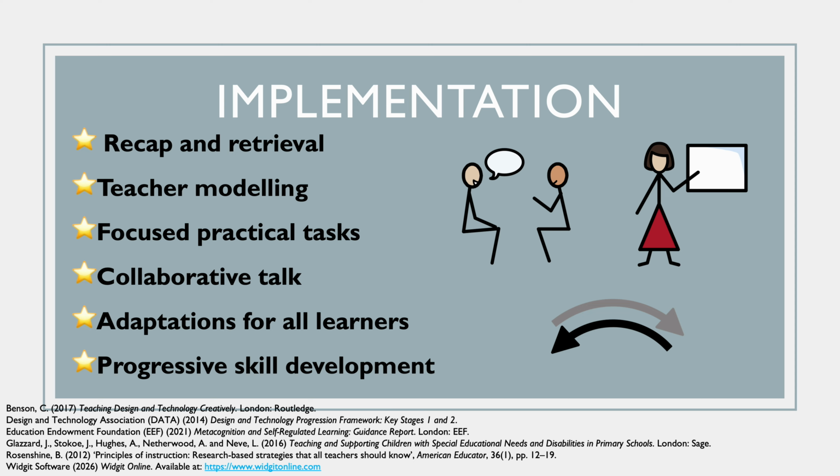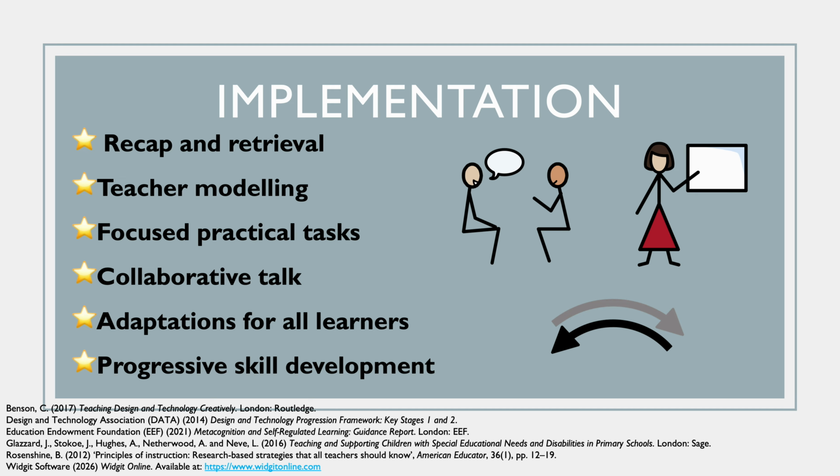Now, implementation. The implementation of this unit follows a structured and well-sequenced approach. Each lesson begins with recap and retrieval, which supports pupils in recalling prior learning. Rosenshine highlights the importance of reviewing previous knowledge, as this helps to strengthen memory and improve understanding. Teacher modelling is used to demonstrate key skills such as cutting or assembling materials. The Education Endowment Foundation states that modelling is an effective strategy, as it allows pupils to see what success looks like before attempting tasks independently.